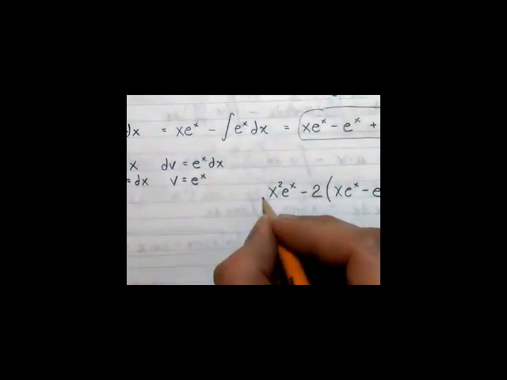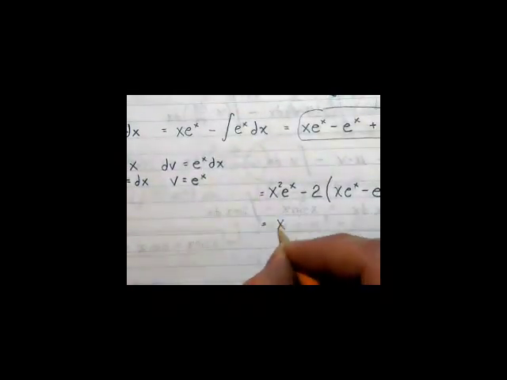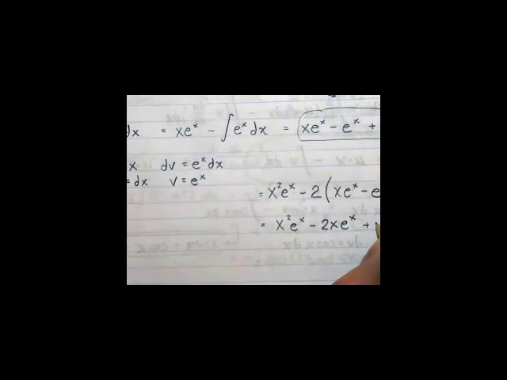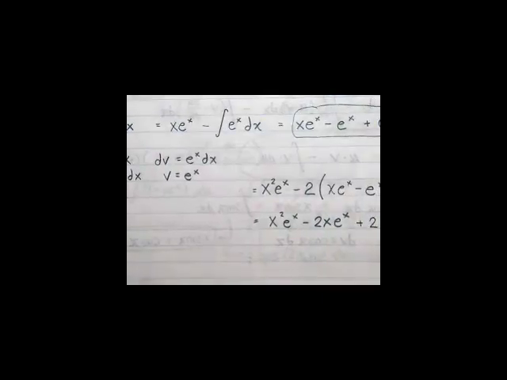Okay, so what do we got? x squared e to the x minus 2x e to the x plus 2 e to the x. And then technically minus 2c, but c is a constant, so 2c is a constant. A constant's a constant, it's still plus c, it doesn't matter. Right. But sometimes we have to repeat the process.